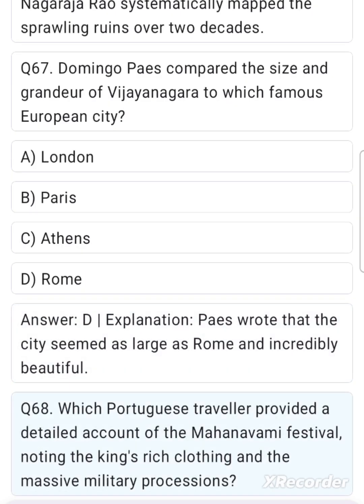Q68. Which Portuguese traveler provided a detailed account of the Mahanavami festival, noting the king's rich clothing and the massive military processions?